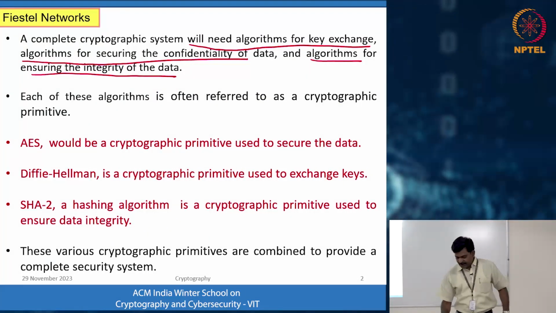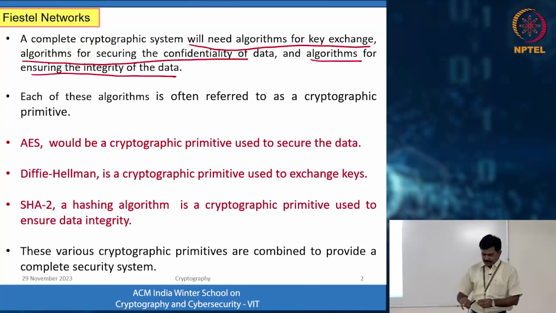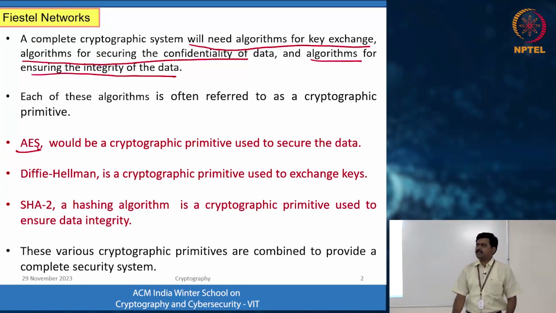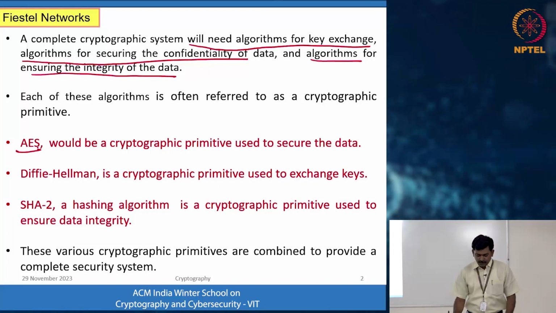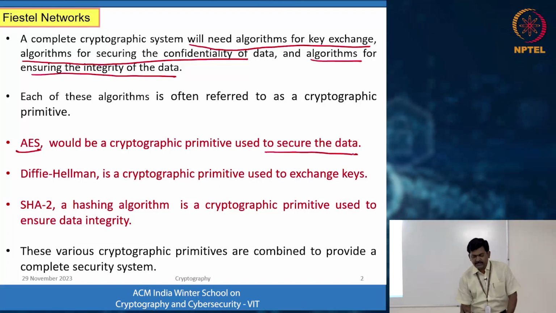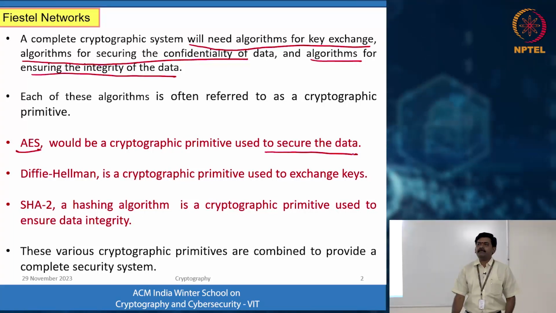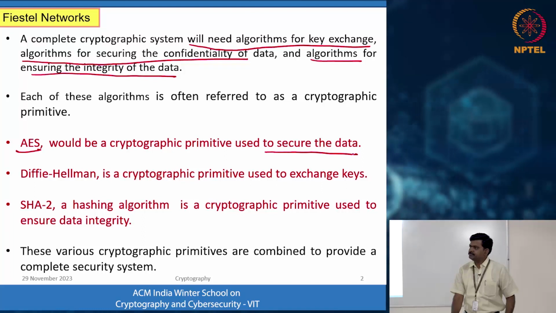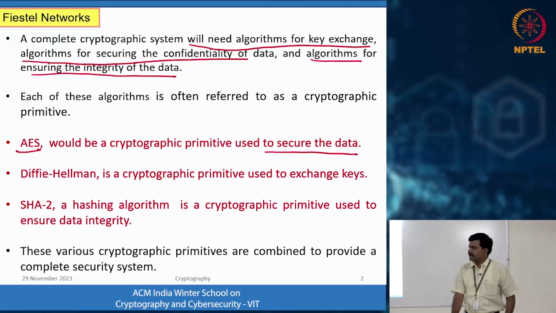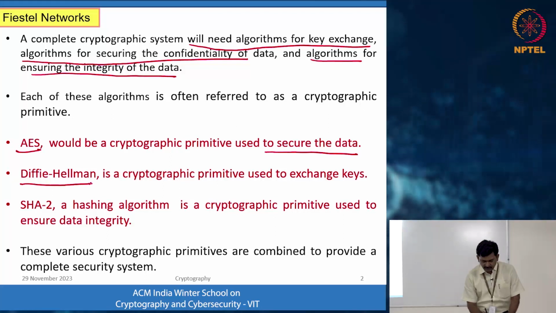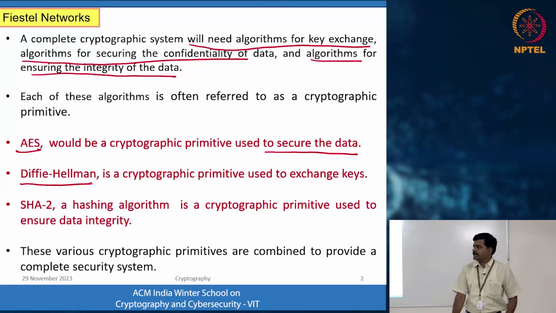So these are the typical examples. If you see here, AES is Advanced Encryption Standard, which is a symmetric cipher used to secure the data or provide the confidentiality. Now, when I implement AES, what should I do on top of AES? I need to exchange the common key, and for that purpose, I may go for the Diffie-Hellman key exchange algorithm.